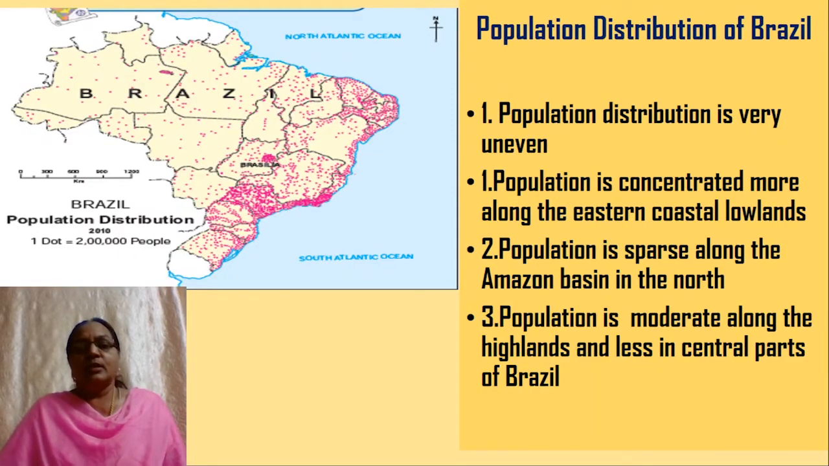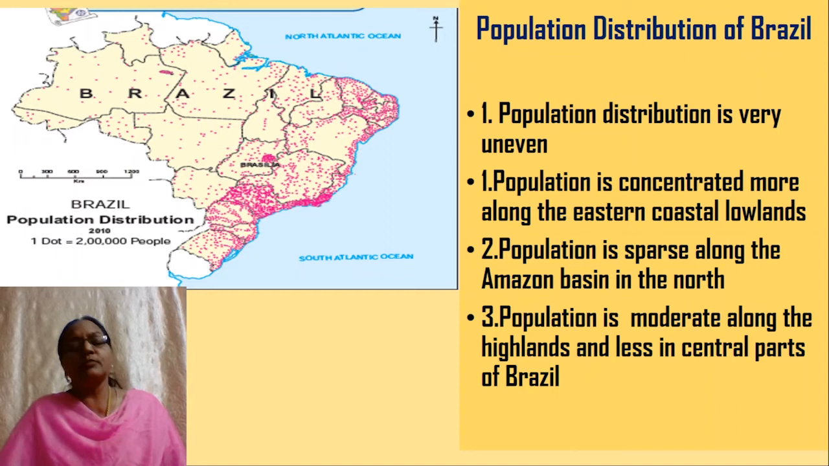Let's look at the map of the population distribution of Brazil here. Again, this is according to the 2010 census. Here, the dot method is used to show the distribution of population. One dot is equal to 2 lakh people.